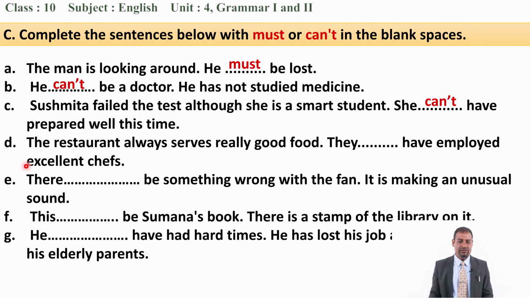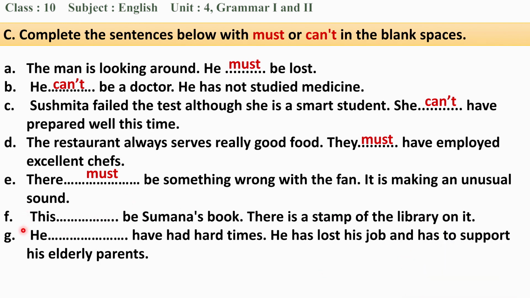Okay. Now D. The restaurant always serves really good food. Now, serving good food means there should be good cookmen or chefs. Okay. So you can write down they must have employed excellent chefs. There dot dot dot be something wrong with the fan. It is making an unusual sound. Means something wrong there. So you can write down there must be something wrong with the fan. It is making an unusual sound. If there is not any problem, it will not produce any unusual sound.